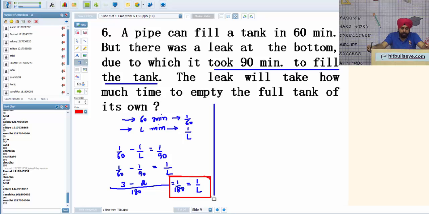Right students, this means the leak can drain the full tank on its own in 180 minutes. I hope you all are clear. Yes, if we are making an equation.